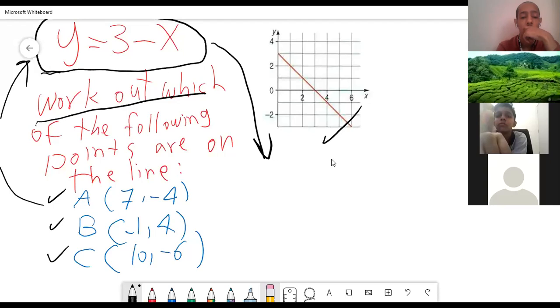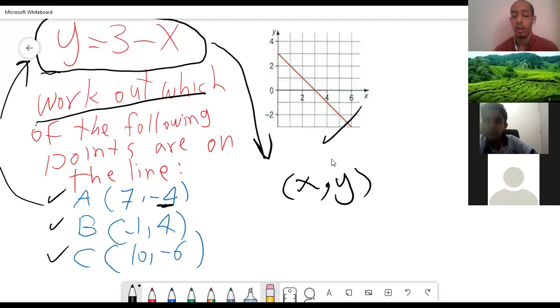7 minus 4. Is 7 x or y? 7 is x. Minus 4 is x or y? Minus 4 is y, right? Always, the coordinates we represent like this. Any point should have its coordinates in this way: x first, then y. Is that clear?